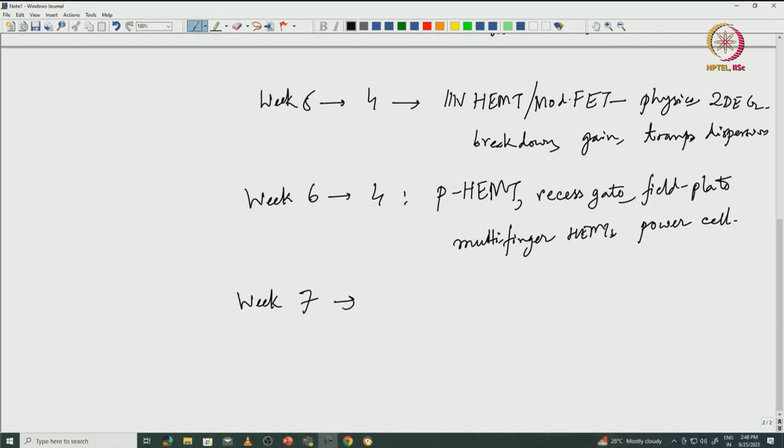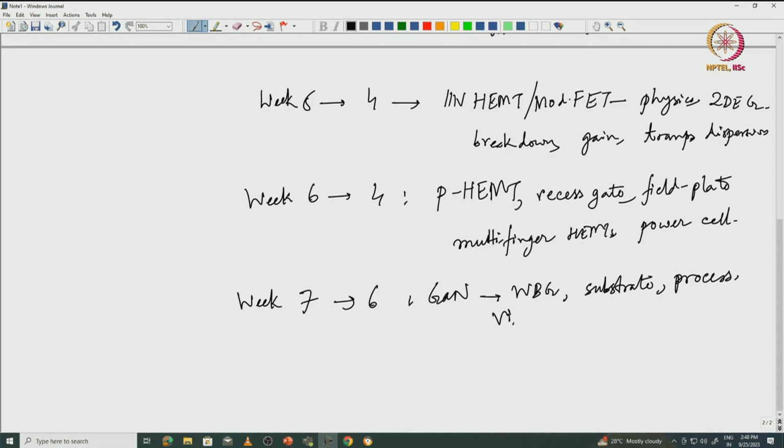Week 7 we will have 6 lectures, and here we will talk about gallium nitride HEMTs. Why do we use wide bandgap semiconductors for RF? Okay. We will also understand the effects of, say, substrate issues, such as substrate and process related issues for GaN HEMTs.